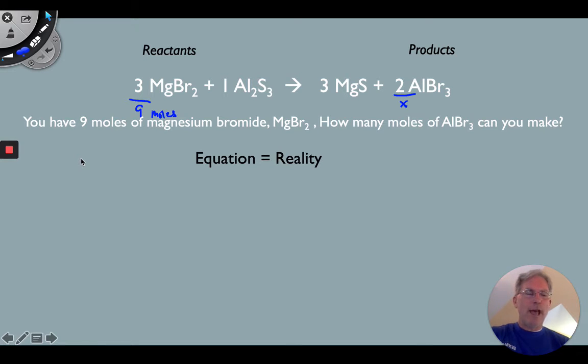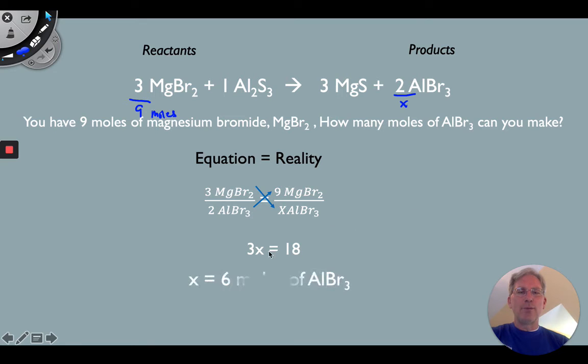Our equation has to represent reality, so I'm going to take my 3 magnesium bromides and my 2 aluminum bromides and make a fraction. And then on the other side, I'm going to take my 9 moles that I was given and try to figure out how many moles I'll get. We're going to cross multiply, and that's going to leave us with 3x equals 18, or x equals 6 moles when I divide both sides by 3.